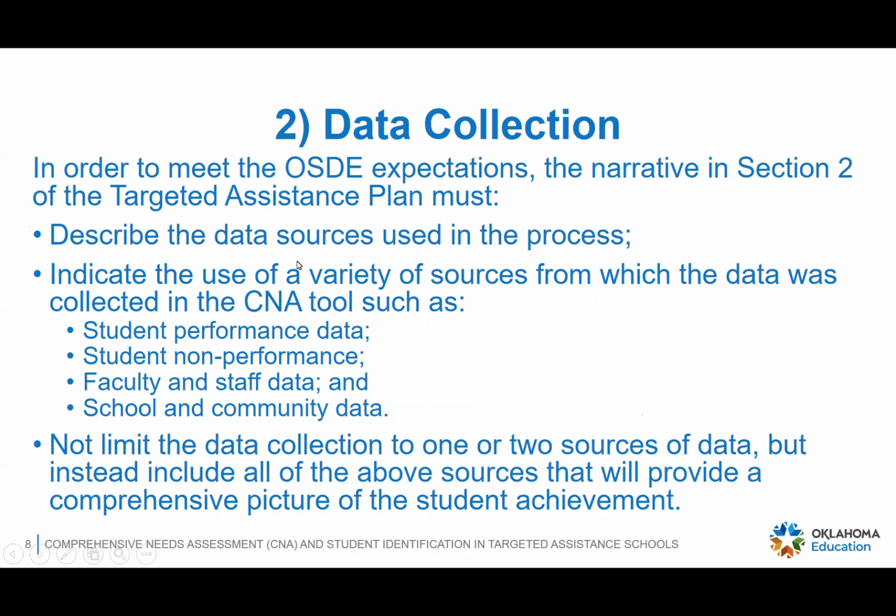Data collection. In order to meet the OSDE expectations, the narrative in Section 2 of the Targeted Assistance Plan must describe the data sources used in the process, must indicate the use of a variety of sources from which the data was collected in the CNA tool, such as student performance data, student non-performance data, faculty and staff data, school and community data. The plan must not limit the data collection to one or two sources of data, but instead include all of the above sources that will provide a comprehensive picture of the student achievement.